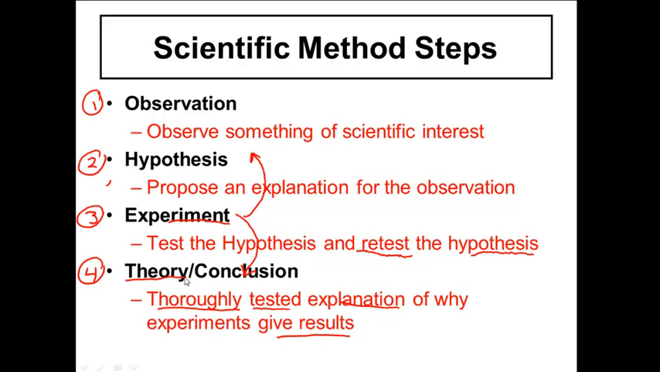The difference, though, is that in science, in our class, in our field of study, we usually say that it's a thoroughly tested explanation of why experiments give results, but there's a little disclaimer here, which is that any theory can technically be disproved or improved, and the theory isn't like the end of the line. All right? If it can be disproved or improved, that gives us another reason to continue working on that. So in this case, once again, the scientific method deals with an observation. We make a hypothesis, we test that hypothesis with an experiment, and ultimately we come to what's known as a theory or conclusion.